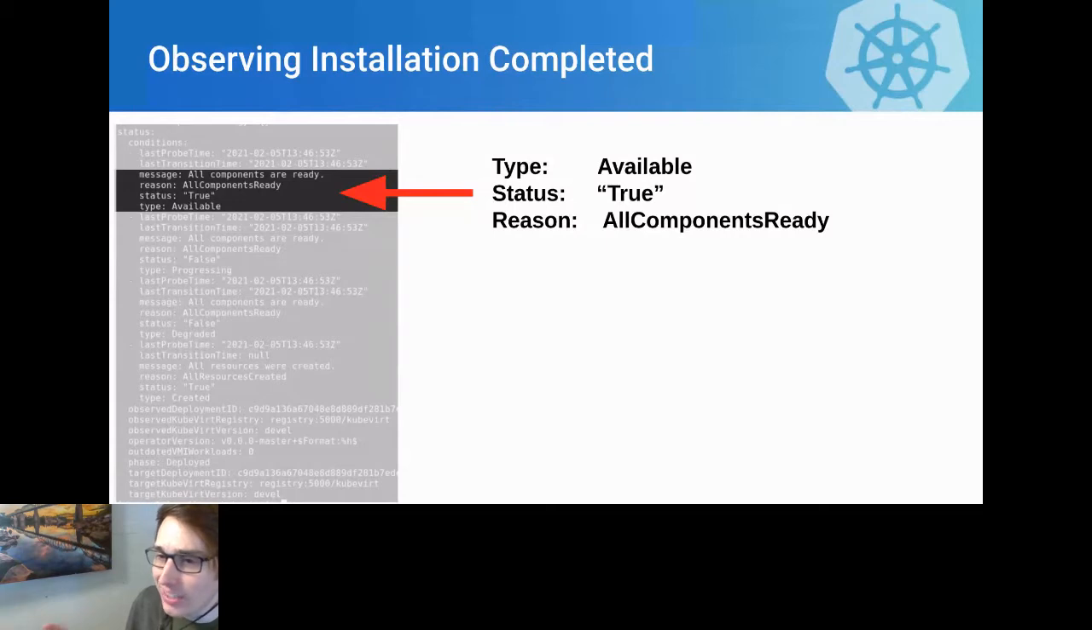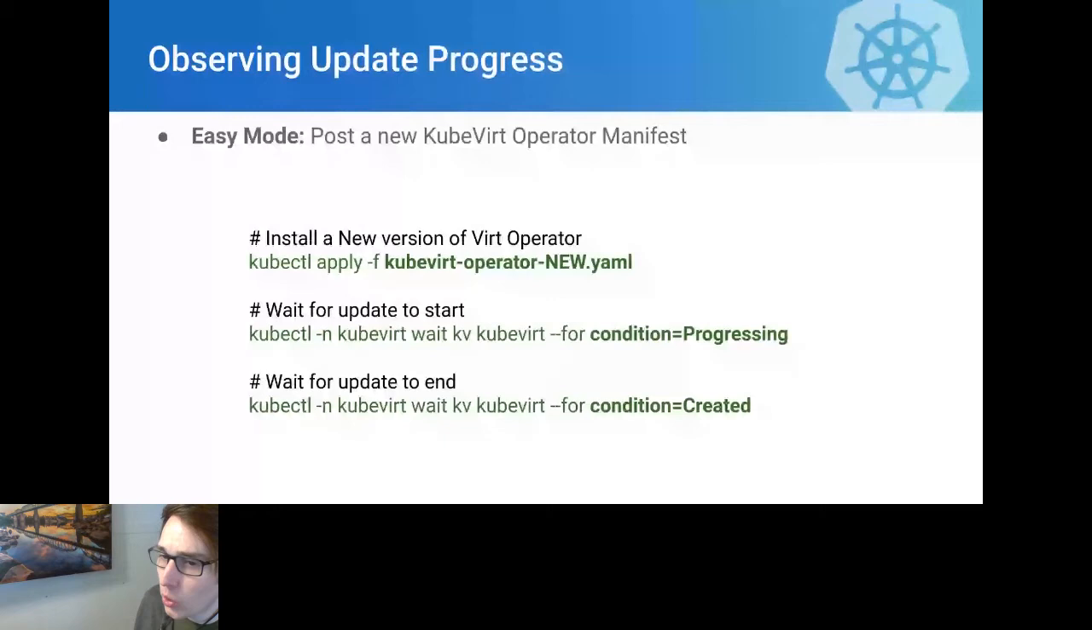Let's take a look at what it entails to both trigger and observe the update that's in progress. If you took the easy mode for installing KubeVirt, where the operator and KubeVirt release versions are always going to remain in sync, then triggering an update is as simple as applying a new KubeVirt operator manifest, which you can find in the asset list of our official KubeVirt releases, which I had a screenshot for earlier. So in this example, we post a new KubeVirt operator YAML.